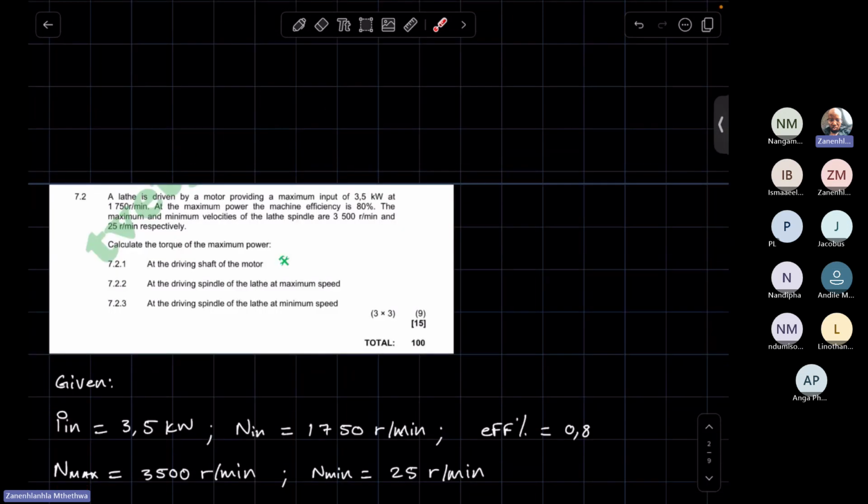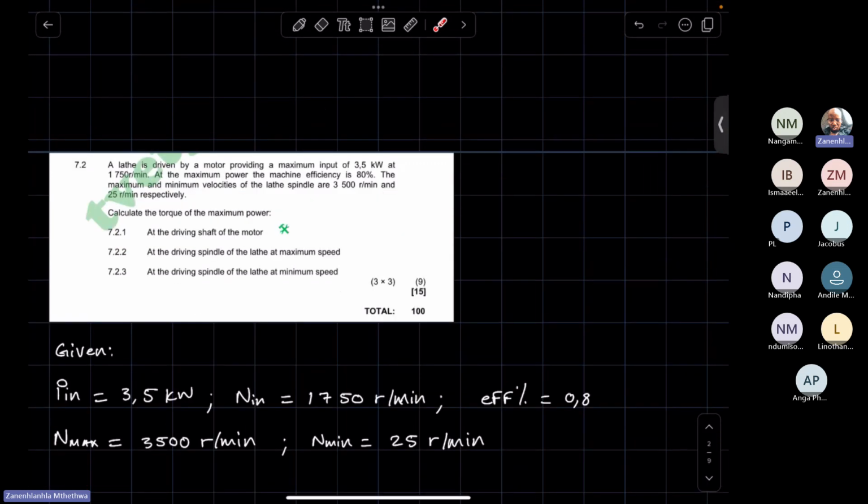Yes, there are two types of problems you can expect under a lathe machine, if I remember correctly. One of them is this one, where you have a lathe machine that is essentially being powered by a motor, and you're asked to calculate some torques, different types of torques.